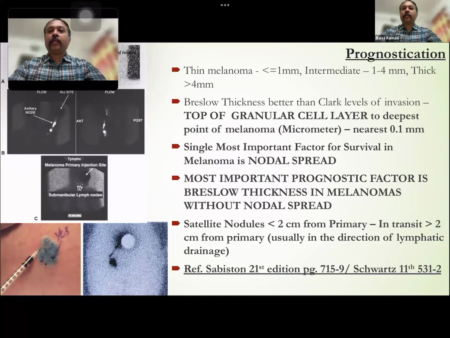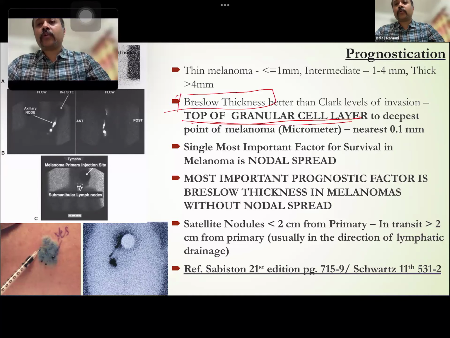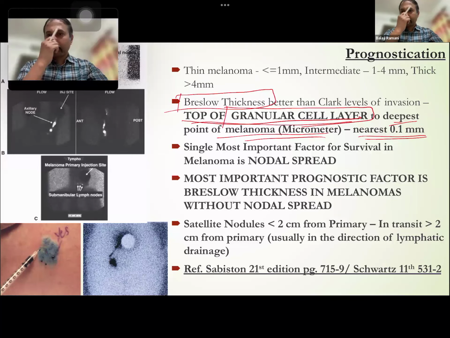Now, when you measure the Breslow thickness, the measurement is from the top of the granular cell layer. So: stratum corneum, stratum lucidum, stratum granulosum, stratum spinosum. The top of the middle layer, between the second and third layer, is where you start, and you take it till the deepest point of the melanoma. That is the measurement. It's not the basement membrane, as it is in squamous cell carcinoma of the oral cavity. Here it is from the top of the granular cell layer to the base of the melanoma, the deepest point of the melanoma, that you have to measure.